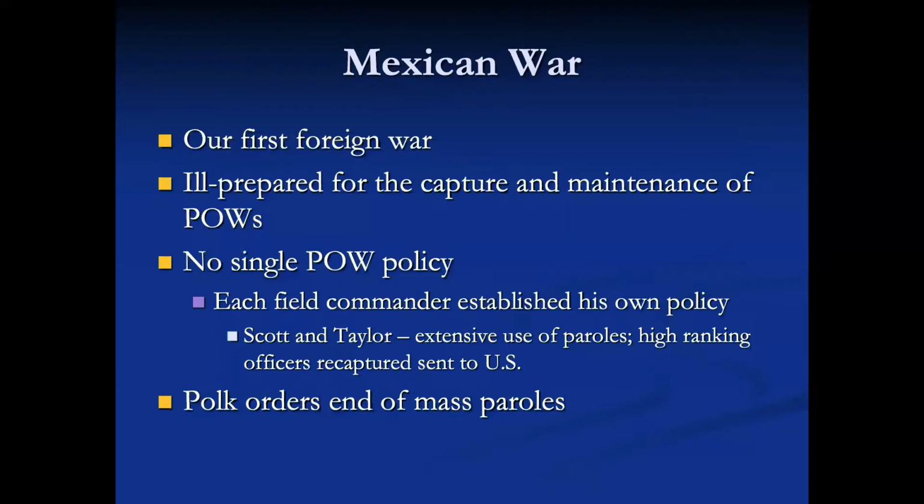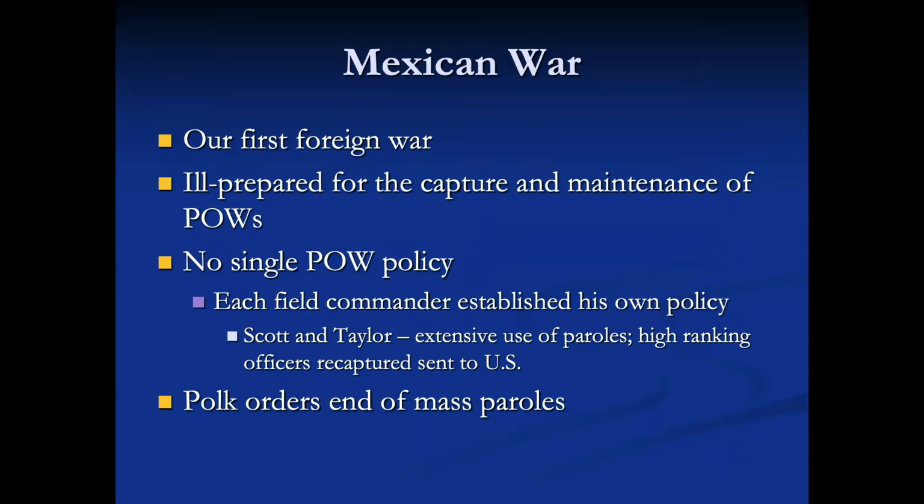So not long before the Civil War, there was the Mexican War, our first foreign war, the first time we went somewhere else. Although that's not exactly true, from the perspective of there were members of the militia during the colonial times who went and fought at Cartagena and at Cuba, but that's for another day. During the Mexican War, they were not ready to deal with captured prisoners, and there was no single POW policy, and basically each field commander established his own policy.